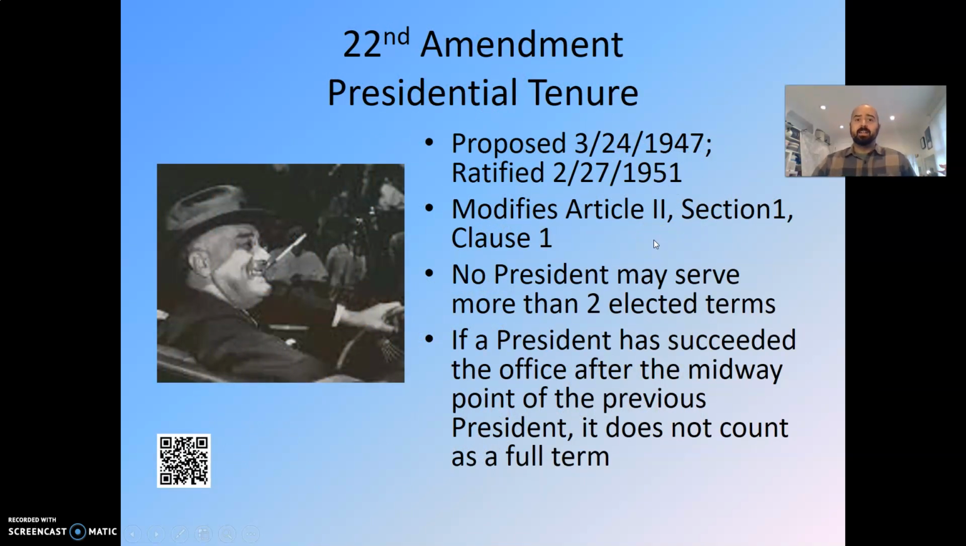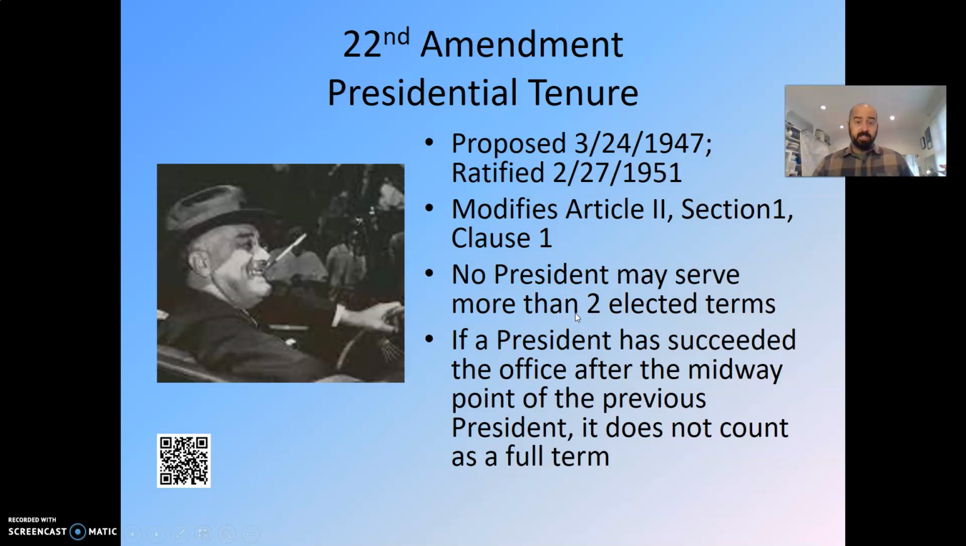The 22nd Amendment, this has to do with the limiting of presidential terms. Franklin Roosevelt, he got elected to a third term in 1940, which was unprecedented. No president had ever achieved a third term of office. And then in 1944, he got elected a fourth time. Now, he died shortly into that fourth term, but he is the only president and will be the only president to have been elected 4 times.